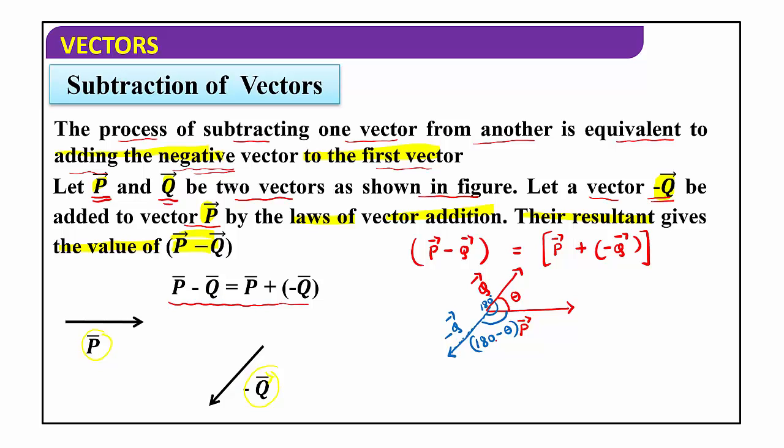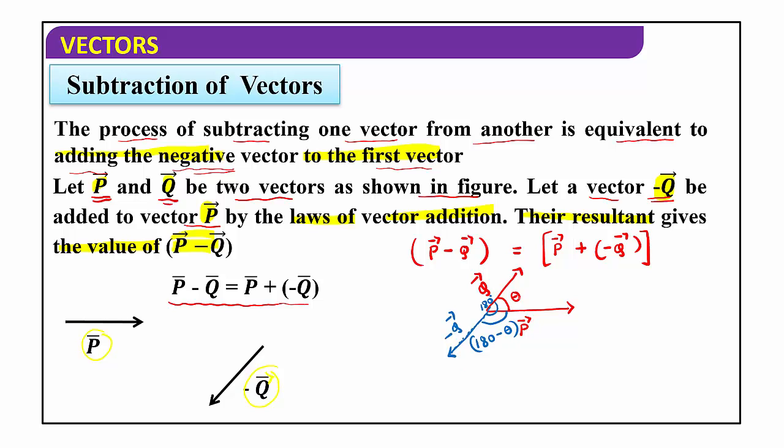180 minus theta is the angle between vector P and minus of vector Q. Remember, in subtraction of vectors, we just have to change the direction of the vector to the negative side, or to the opposite side. Then we can easily find the subtraction of vectors. Is it clear?